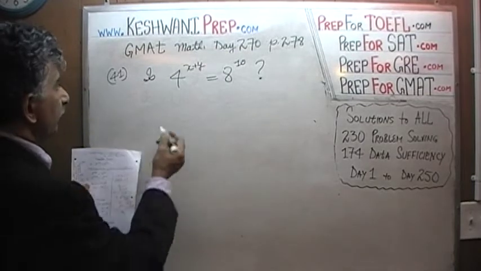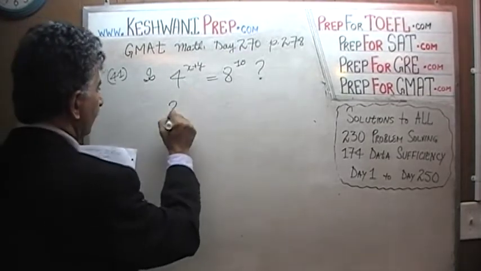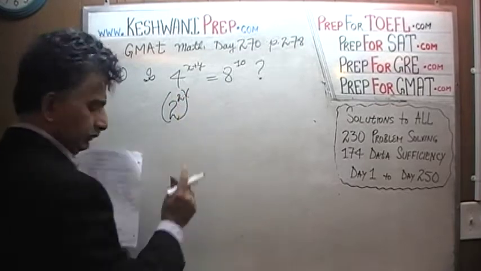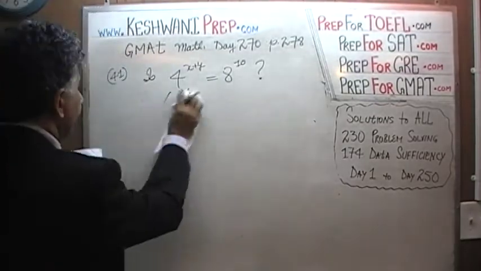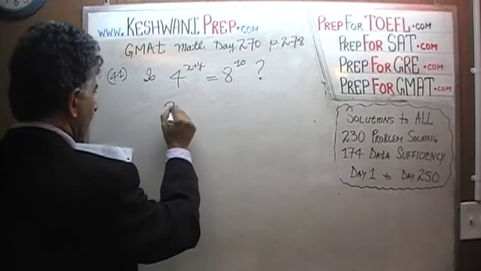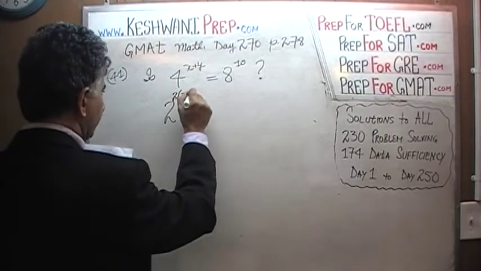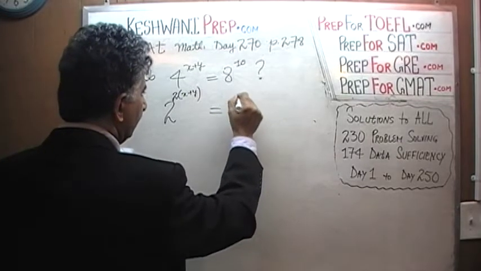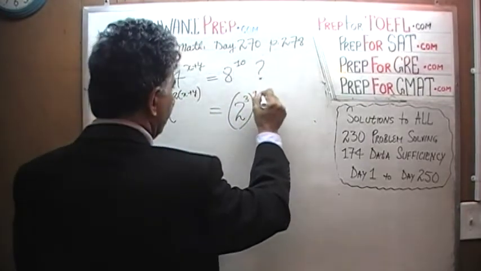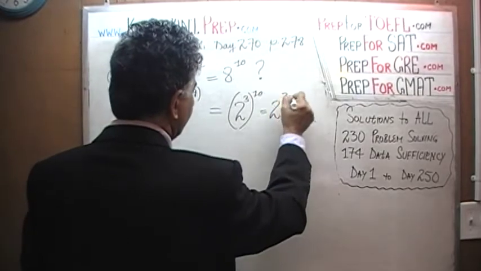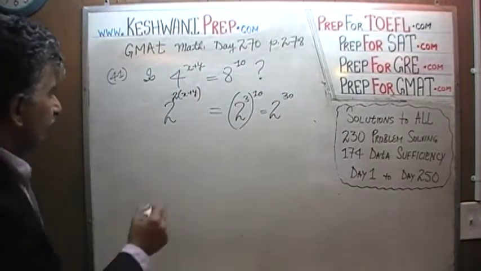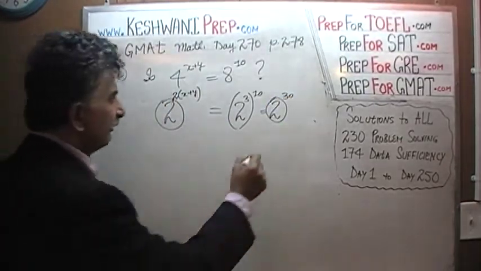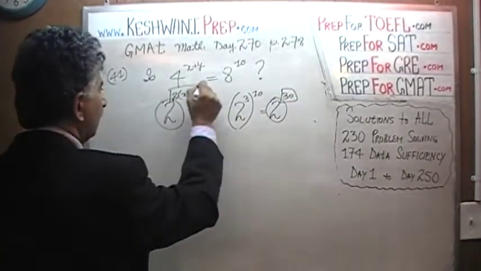Well, what can we do? We can write 4 as 2 raised to 2. Let's write this as 2 raised to 2 times x plus y. And this can be written as 2 raised to 3 raised to 10, which can be written as 2 raised to 30. And now, since we have the same base, a base of 2 and a base of 2, these exponents have to be equal.